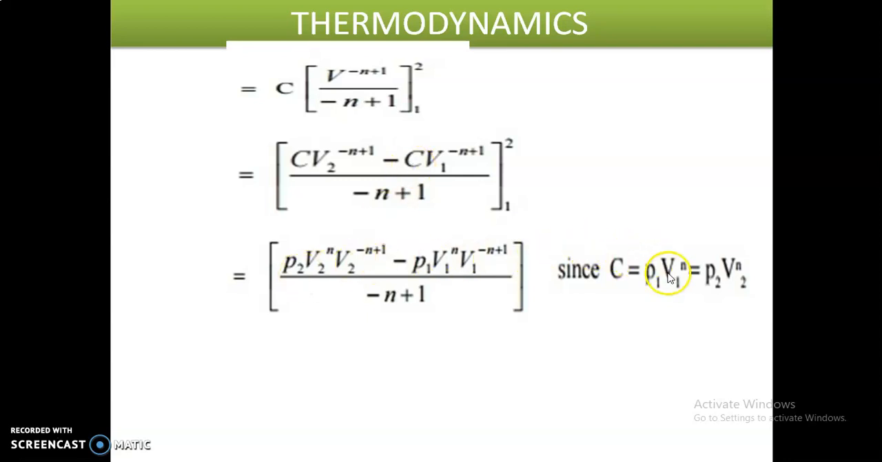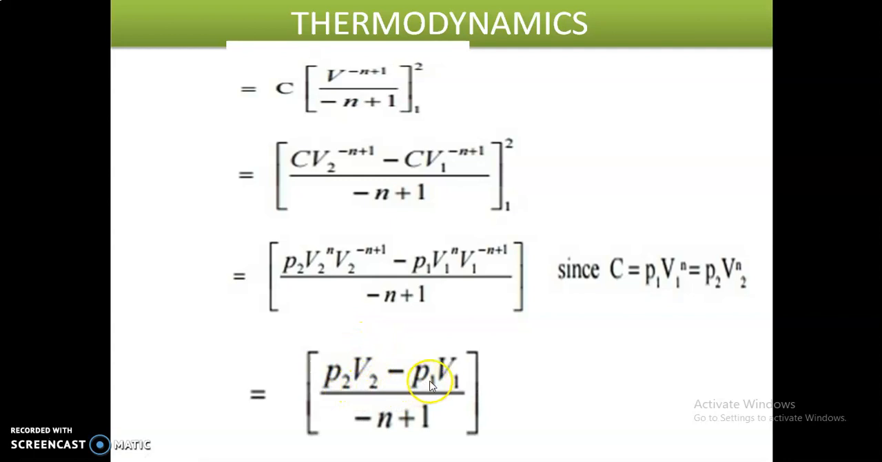If we substitute the C value here, we get P2 V2 to the power of n into V2 to the power of minus n plus 1, and P1 V1 to the power of n into V1 to the power of minus n plus 1, by minus n plus 1. I hope you understand. According to the algebraic formula, a to the power of m into a to the power of n is equal to a to the power of m plus n. So the n gets cancelled, and finally we have P2 V2 minus P1 V1 by minus n plus 1.